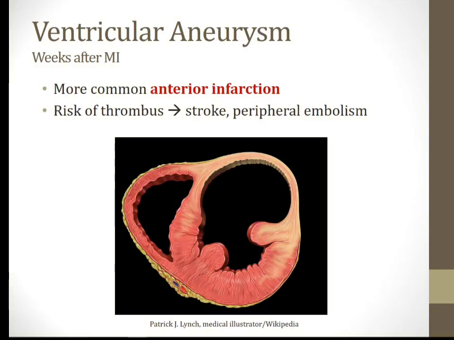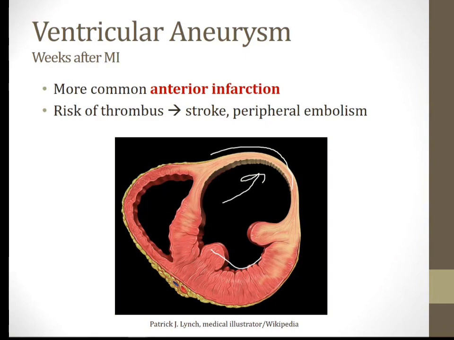Weeks after a myocardial infarction, a ventricular aneurysm can form. In an aneurysm, myocardial wall has been replaced with scar tissue, and that scar tissue can bulge outward. This is shown in this drawing on the screen here. This is the anterior wall here. You can see that it's thin and filled with scar tissue. It's not red like the normal myocardium. It's also bulging outward. That is an anterior wall aneurysm.